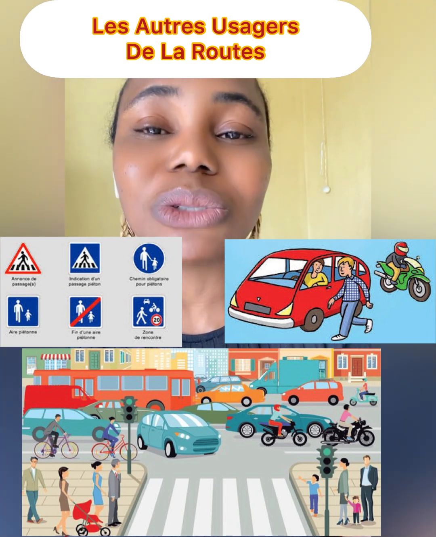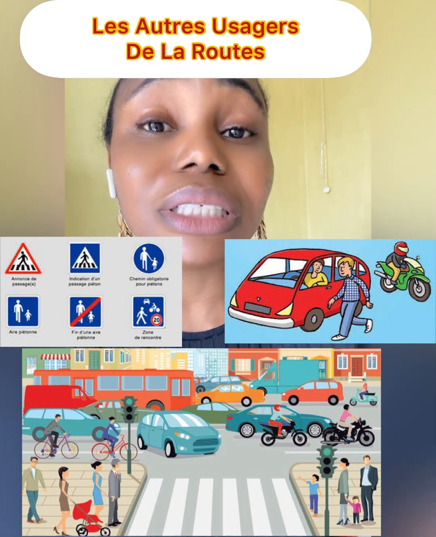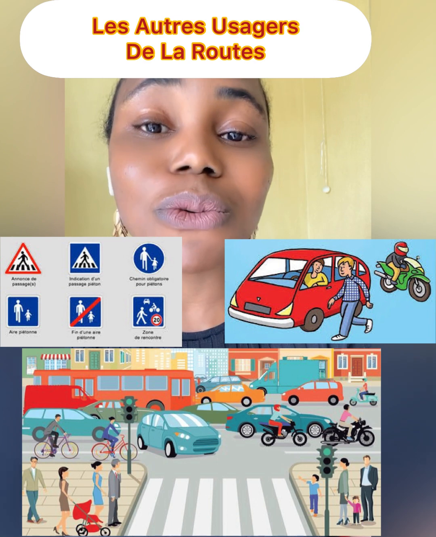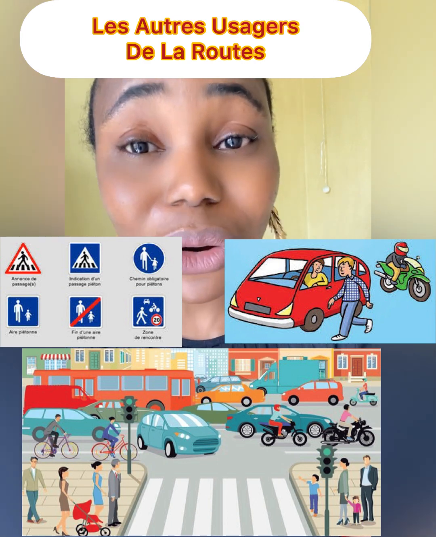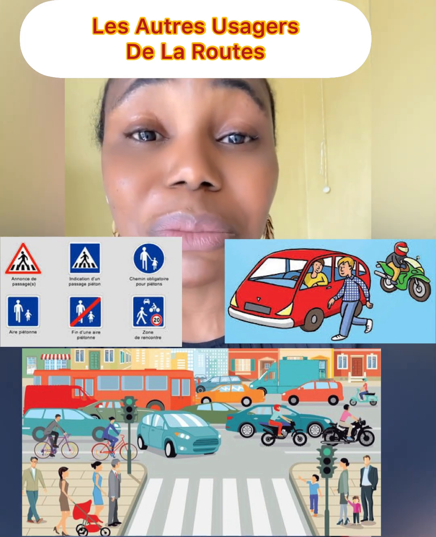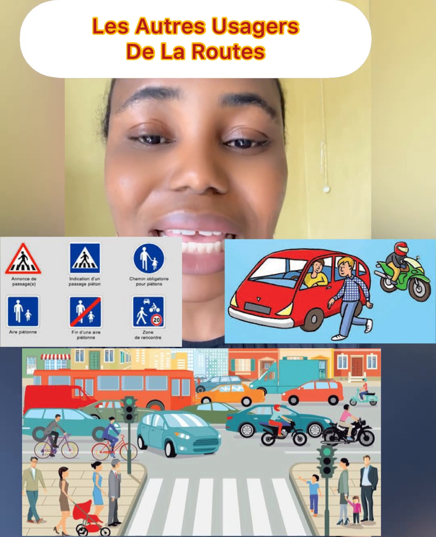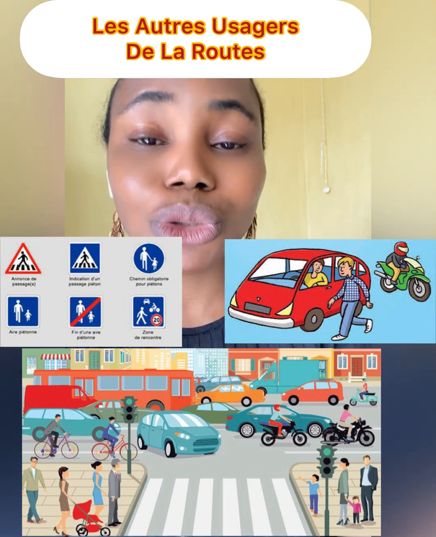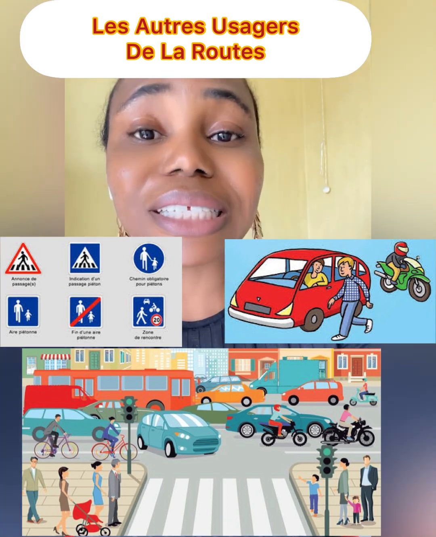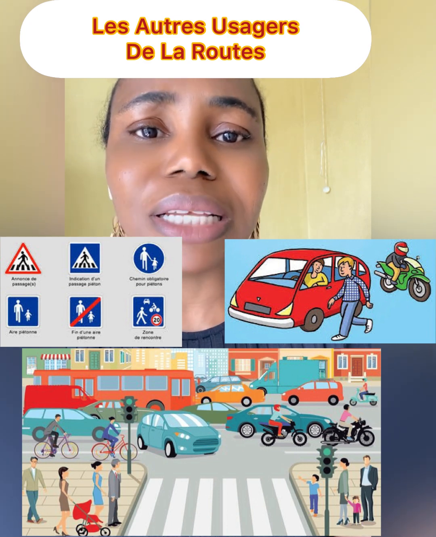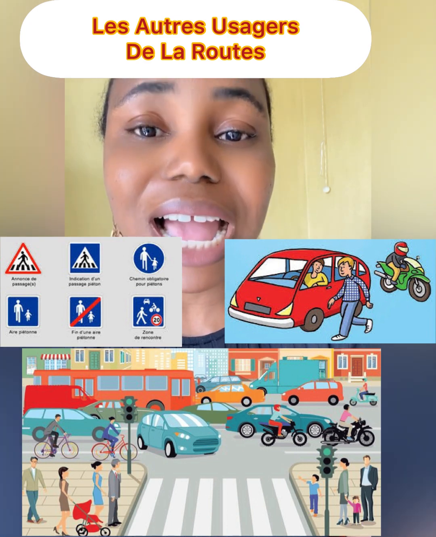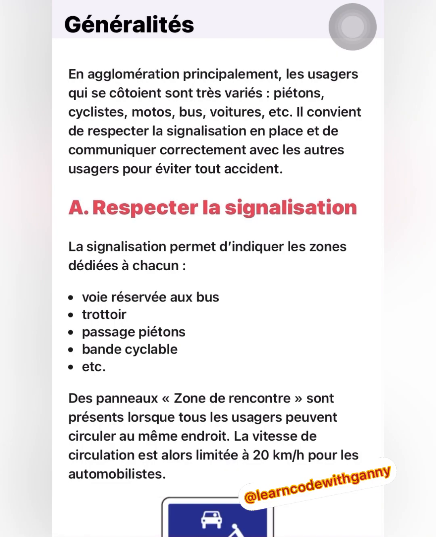Thank you so much. And today we are going to talk about the general users of the road. If you are a driver, who are those people that you are going to meet on the road? You are going to meet the pedestrian, the cyclist, the motorcycle, the buses, and the car. It is necessary to respect their rules and their signage that is in place, and to be able to communicate with them in order to avoid accidents. So that is what we are going to talk about.